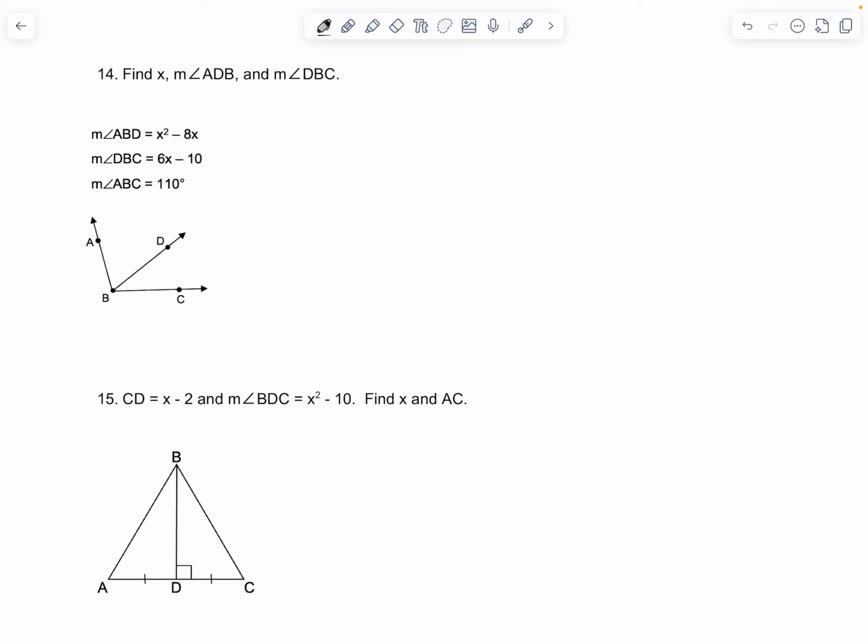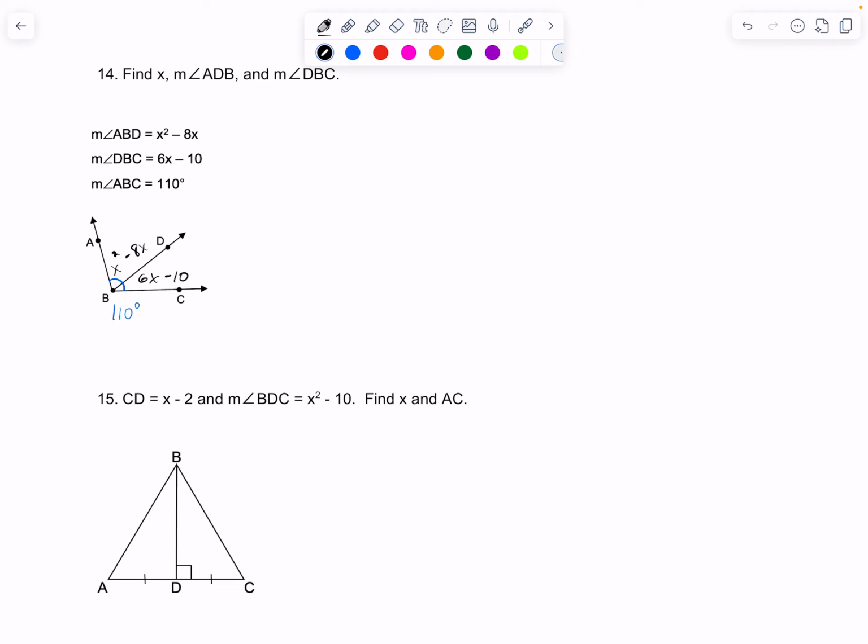Okay, so it asks us to find the variable x as well as two angle measures, ADB and DBC. So the first thing they tell us is that ABD is equal to x squared minus 8x. So x squared minus 8x. Then it says measure of angle DBC is the expression 6x minus 10. And the whole thing, right, this whole angle, so ABC, is equal to 110 degrees.